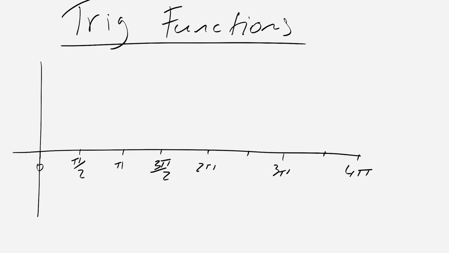Let's have a look at some trig functions. Let's start off with the function y equals sine x. The x-axis, which is your inputs, is measured in radians. Then your y-axis is your output, and we're going to go from 1 to -1.